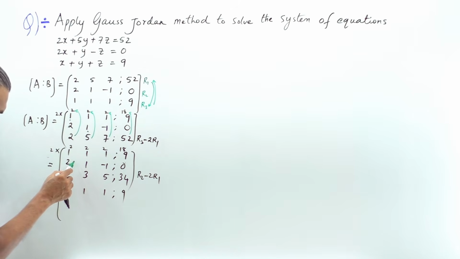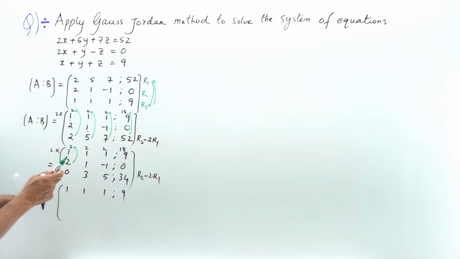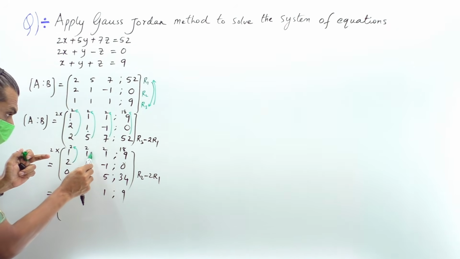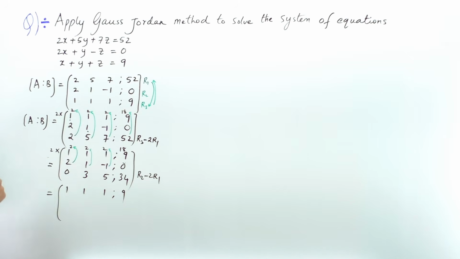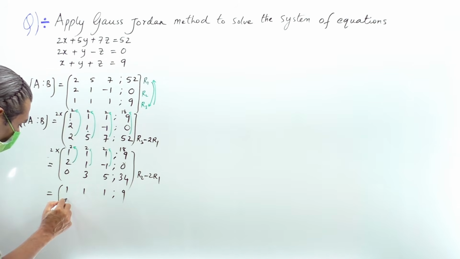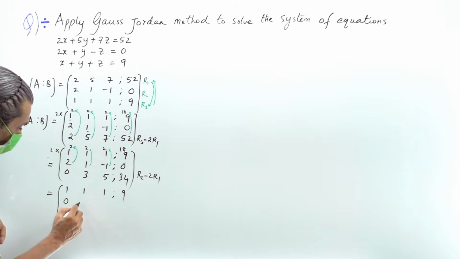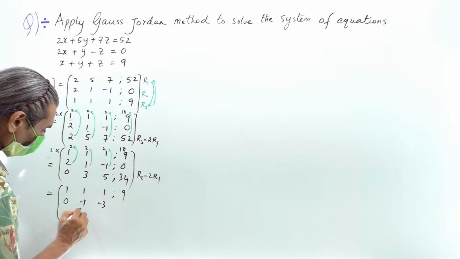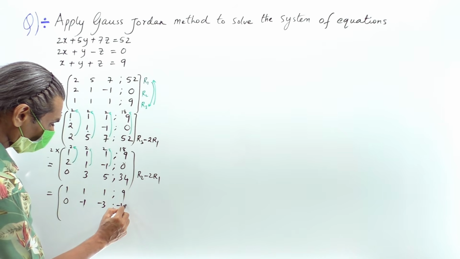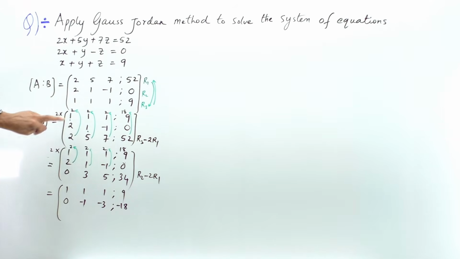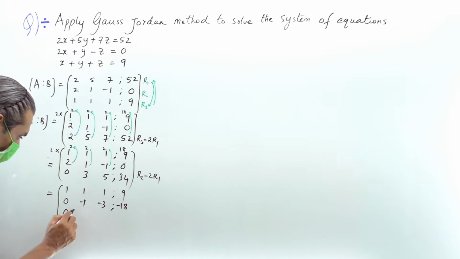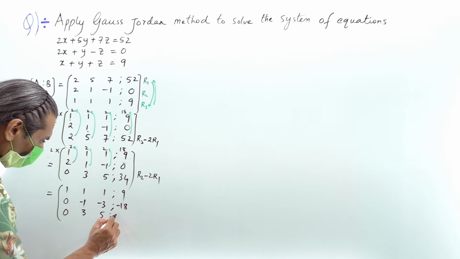1 1 1 9 as it is. Now again, see here, 2 minus 2. People make a mistake. You have to make the bottom 0, not the top. They do 2 minus 2, top 2 minus 1 like that. No, this 2 minus this 2, this 1 minus 2 is minus 1, this thing. So now, 2 minus 2, 0. Then 1 minus 2, minus 1. Minus 1 minus 2, minus 3. 0 minus 18, minus 18. Am I right? Perfect. And this, write as it is: 0, 3, 5 and 34.